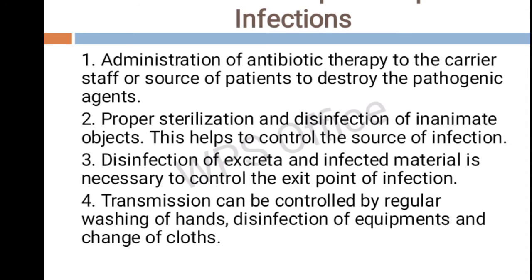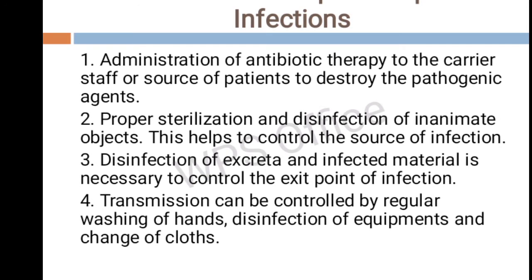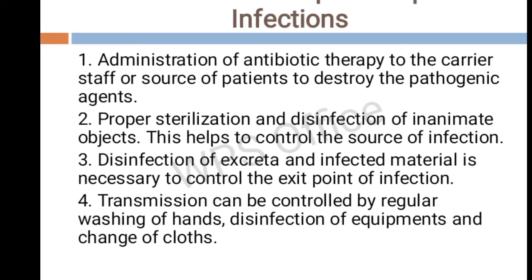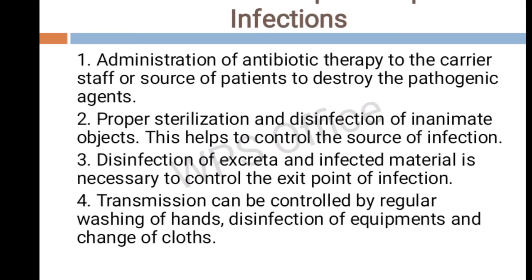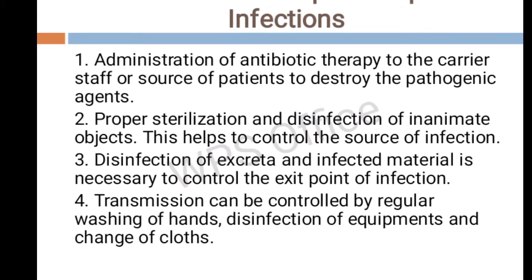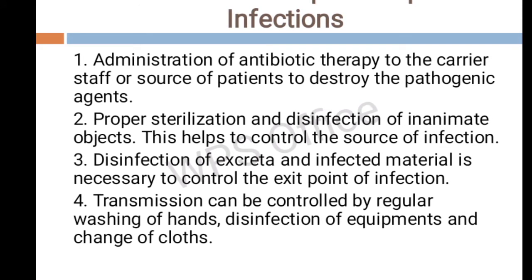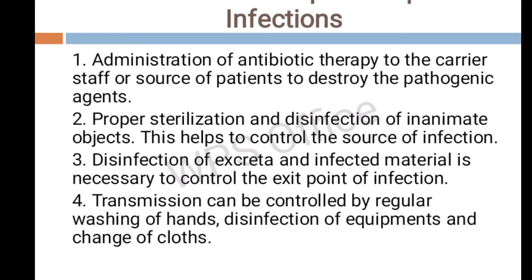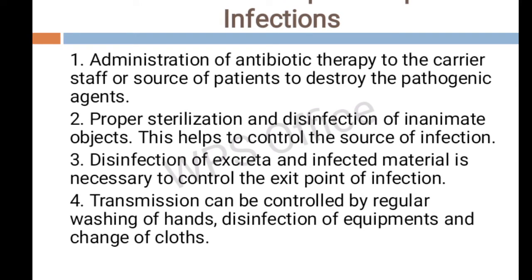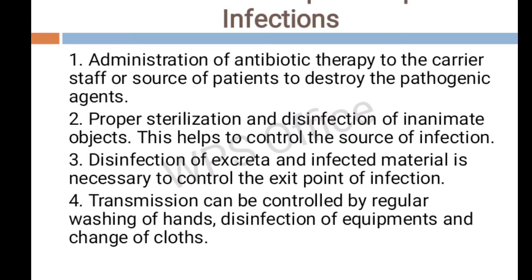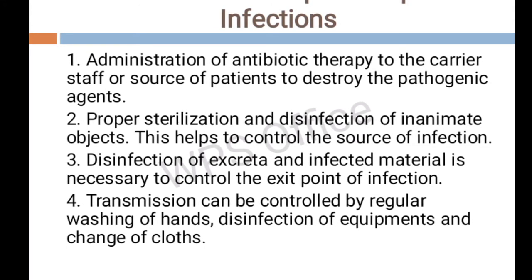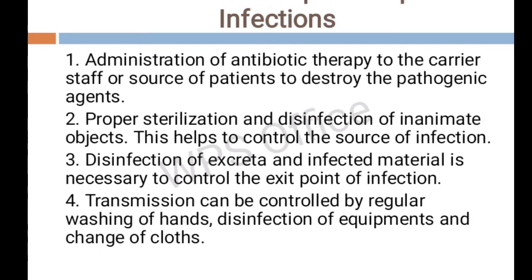Then prevention of hospital-acquired infection. How can we prevent the hospital-acquired infection? Administration of antibiotic therapy to the carrier, staff, or source patients to destroy the pathogenic agents. When the infection is confirmed in any of the staff or the patients, then antibiotic therapy should be given immediately. Then proper sterilization and disinfection of inanimate objects. So the various instruments or any clothing, any material which is used by the patient should be sterilized properly.